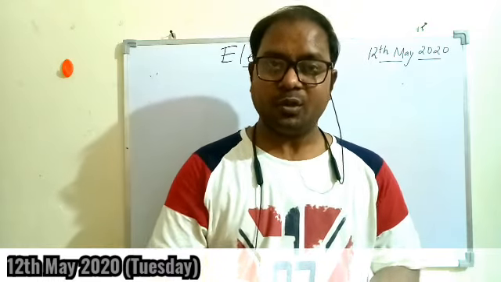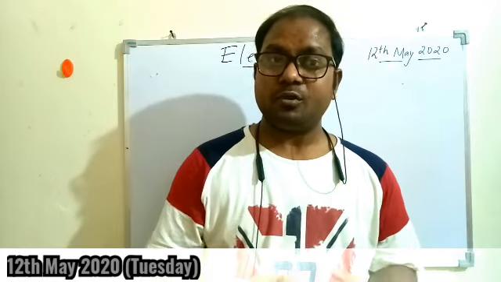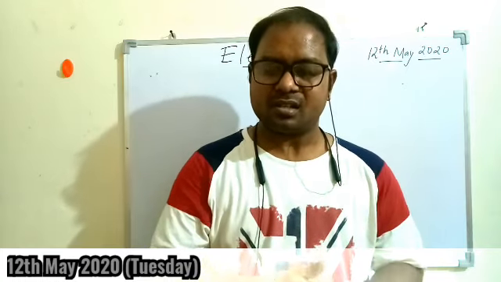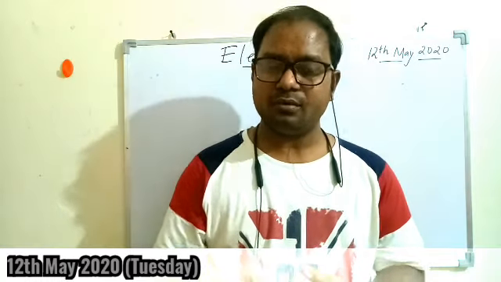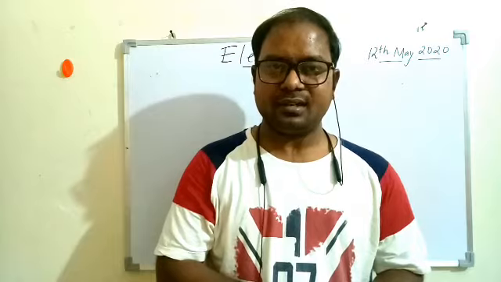We are almost at the end of the chapter, that is electricity. We have almost completed all the topics of this chapter, and today we are going to take some numericals that will help you to understand some concepts. Before we start the numericals, we will have some discussion related to the ammeter and voltmeter, meaning how they are connected in the circuit and why so. So let's start the class today.